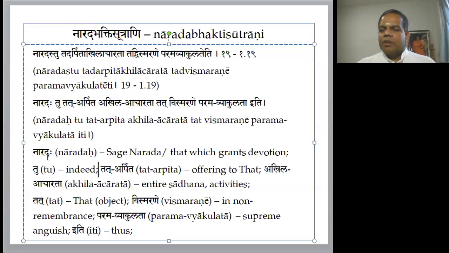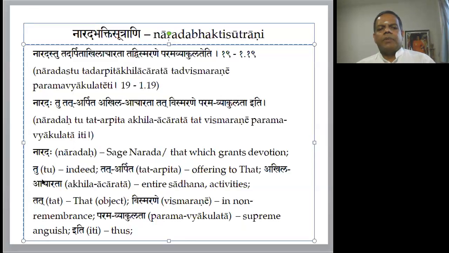Naram, the water in which devotion is embedded, that's the life-giving water, life-giving water for every devotee. So that is granted by Narada, sage Narada, and any activity which grants that devotion is also Narada. So we can take it as both.